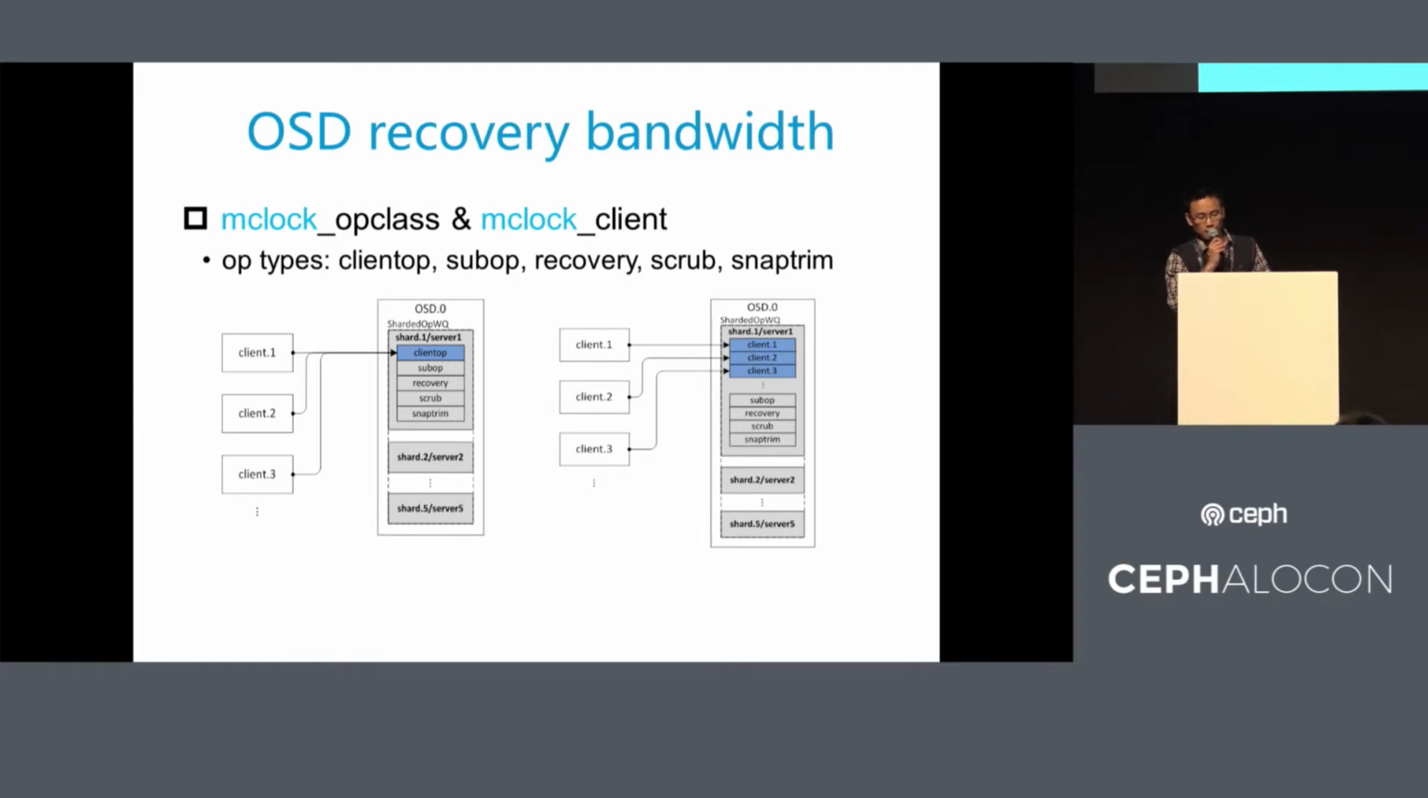These 2 queues are the sharded OP work queue type. They have multi-sharded queues. Each of them works as a standalone service. So the OP will be processed independently in each service queue. That's why the 2 queues are still named after mClock, not dmClock. Okay.